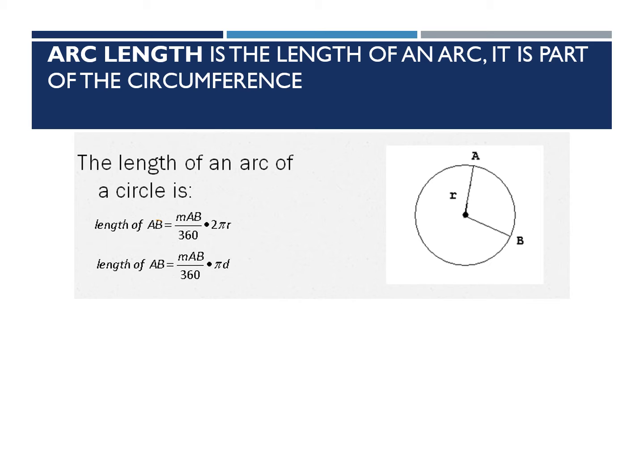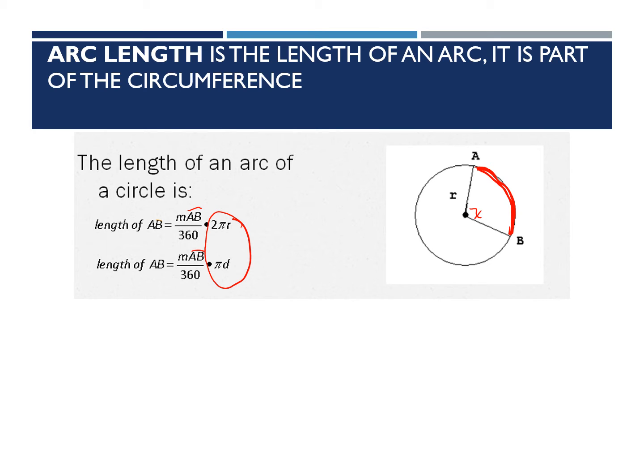So if I have this angle, and let's just call it angle X, and I want to find the arc length, it's different from the measure. The measure is the degrees; the arc length is the length in linear measurements: inches, feet, centimeters, whatever. So to find the length of this arc, it's part of that circumference, so we're going to use the circumference formulas and then part of the arc.